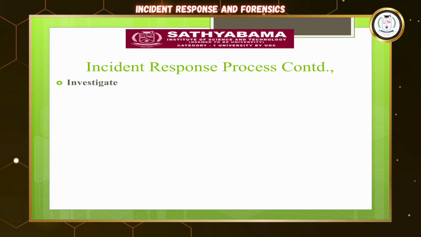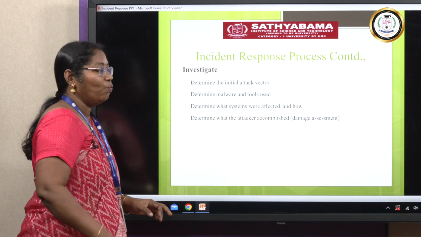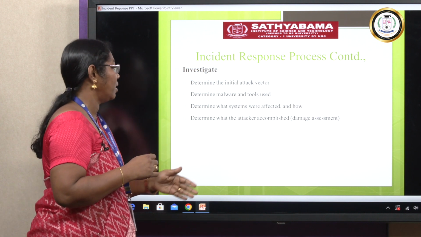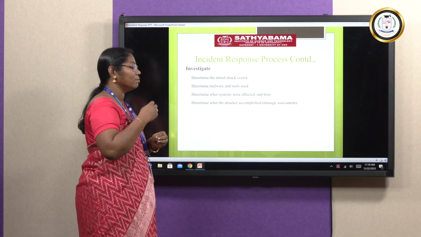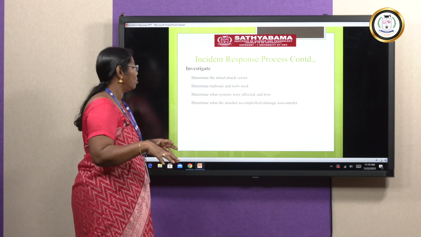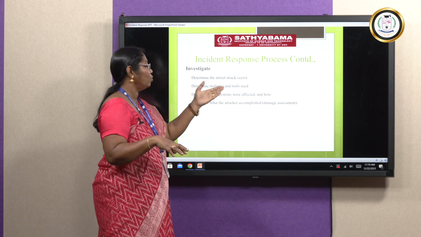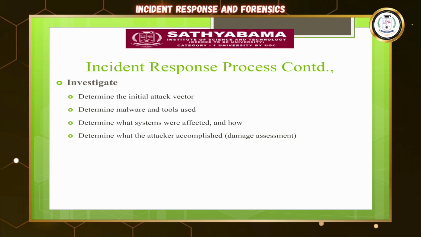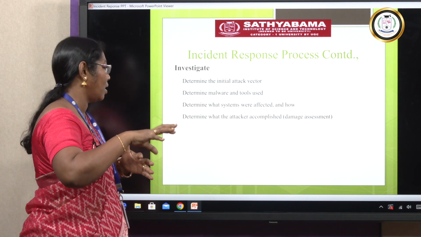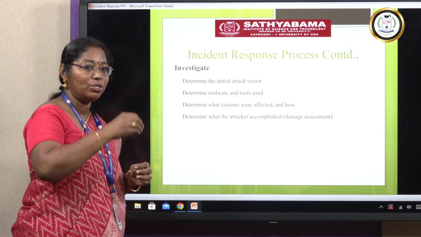In the investigation, what are we investigating? Determine the initial attack vector, and through which malicious code they can attack the institution. So we have to determine the malware and tools used, determine what systems were affected and how they were affected, and finally determine what the attackers accomplished, that is, what damage occurred.